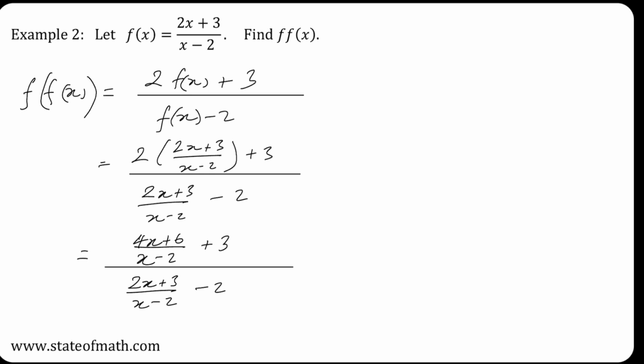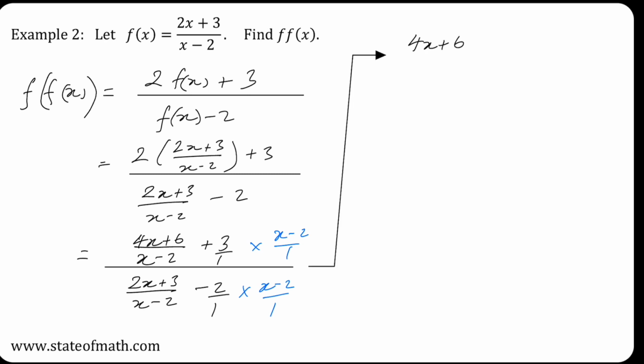Now the 3 and the 2 here are numbers with a denominator of 1, and note that I've got as denominators the x minus 2 and the 1. In order to get rid of those denominators, I will multiply both top and bottom by (x minus 2) over 1. So if I do that, I will get the following. I'll continue on the right.